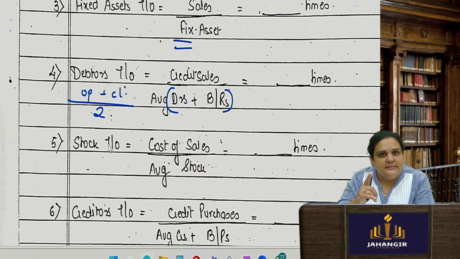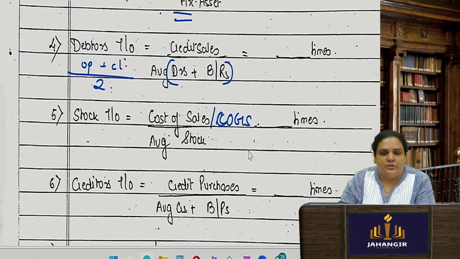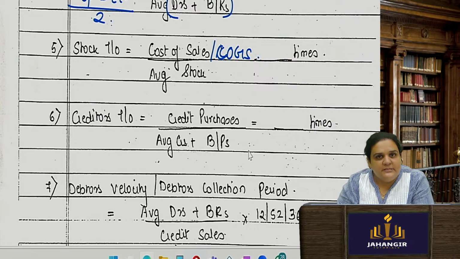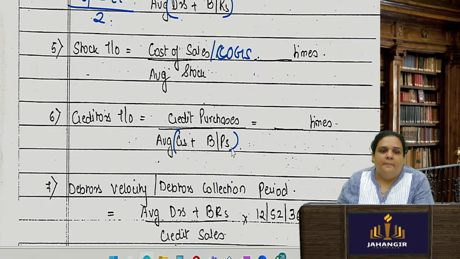Stock turnover, same thing. Cost of sales, or you will have COGS, upon your average stock, opening stock plus closing stock divided by 2. You can have cost of sales or COGS, whatever they have given you. That will give you the stock turnover ratio. Creditors turnover ratio generates because of credit purchases. So credit purchases upon your average bills payable and creditors, number of times.